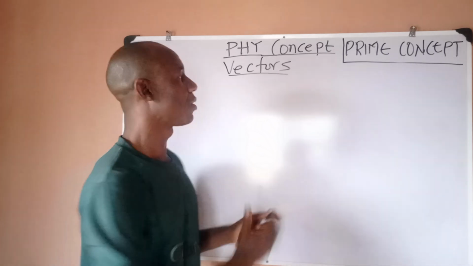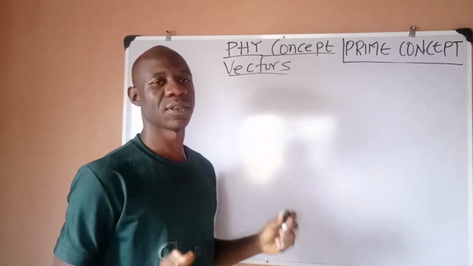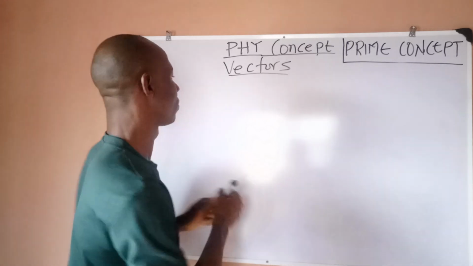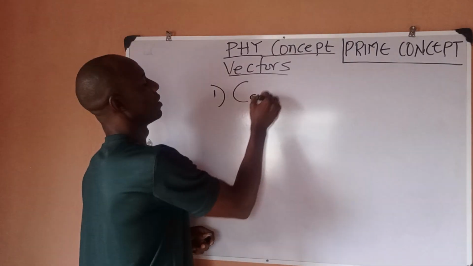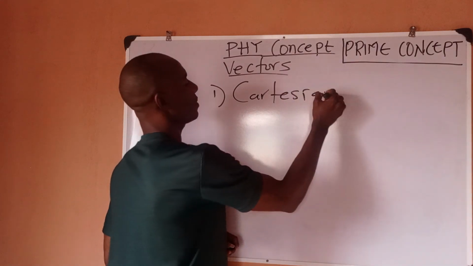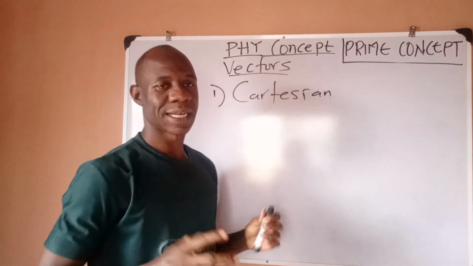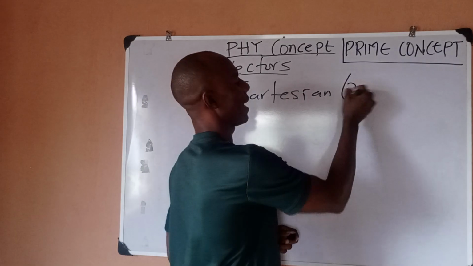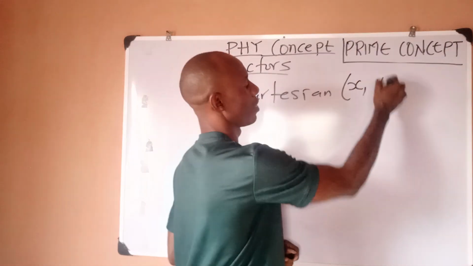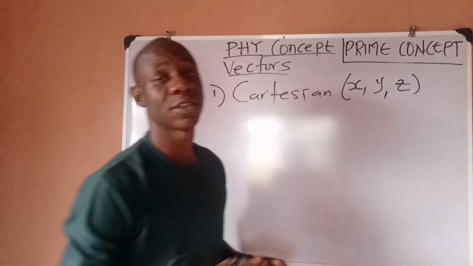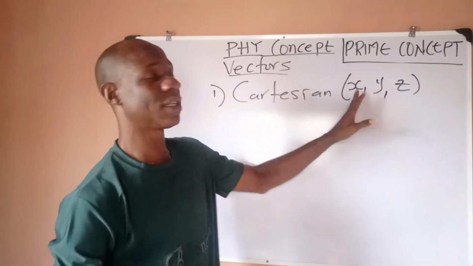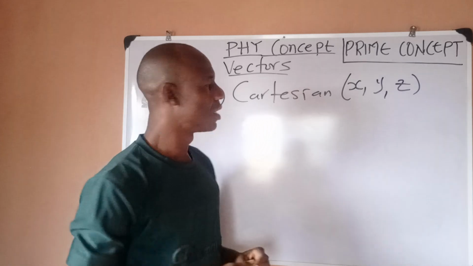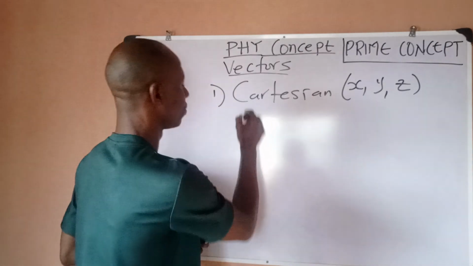So first of all, how do we represent vectors? Vectors can be represented in different ways. Our basic representation would be the Cartesian representation. Cartesian representation of vectors would include the use of x, which is a Cartesian coordinate, y, and z. So whenever vectors are represented in these three dimensions, the x, y, and z, it's known as Cartesian representation of vectors.